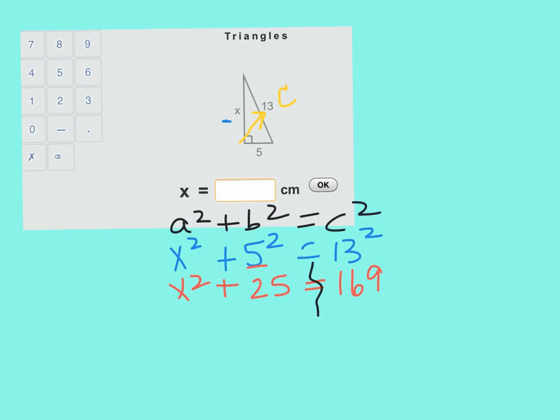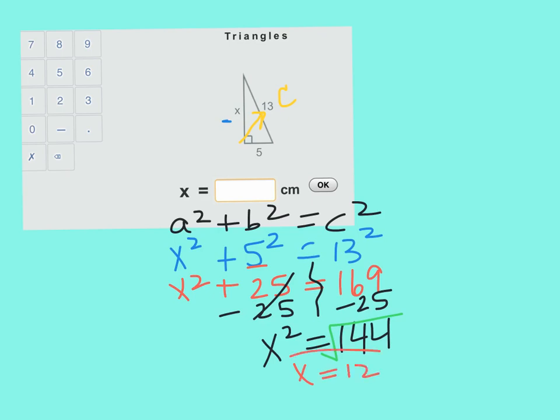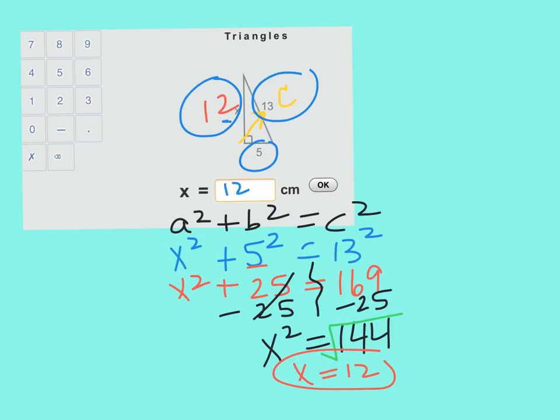Then we use inverse operations to isolate the variable. Since it's plus, the inverse is minus. So we subtract 25 from both sides. 169 minus 25 is 144. And then the final step is to take the square root of 144. So for this example, x is 12. Going back to the picture, does that make sense? 5, 12, and the longest side is 13. I would say yes, that makes sense.